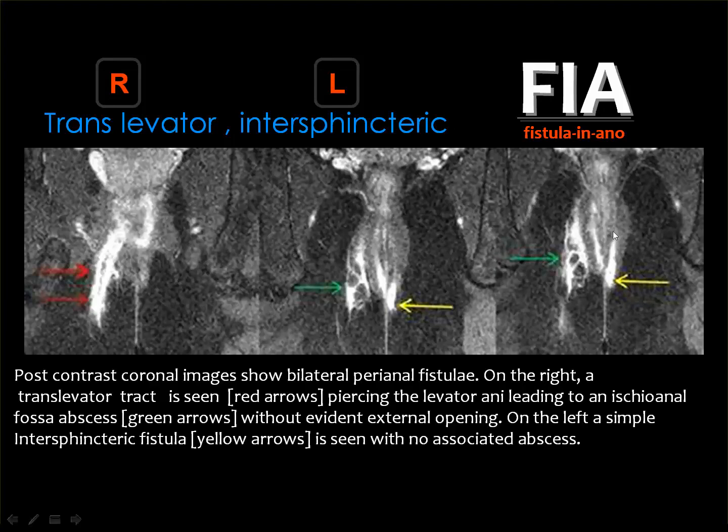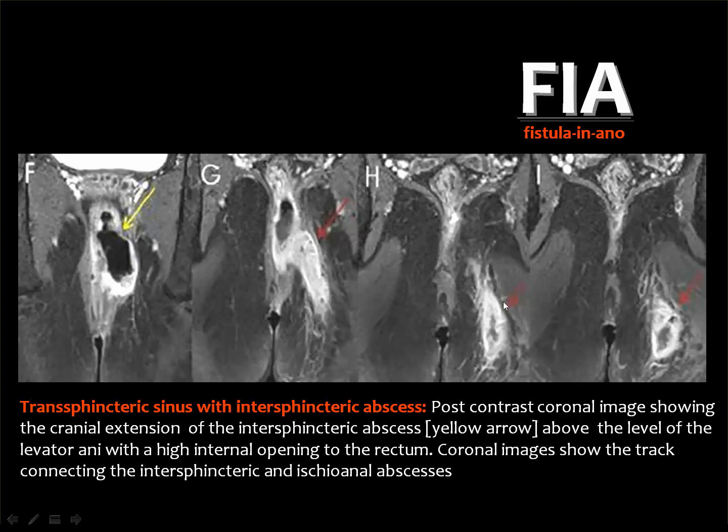This is an intersphincteric fistula between the internal and the external sphincters, and this is the transsphincteric fistula. The fistula starts here and goes up, and you see in this image that it has crossed the levator, and its continuation is an abscess in the right ischioanal fossa. And this is also another example of a transsphincteric fistula or transsphincteric abscess, and there is no connection to the exterior, but here you see an abscess collection that has extended.